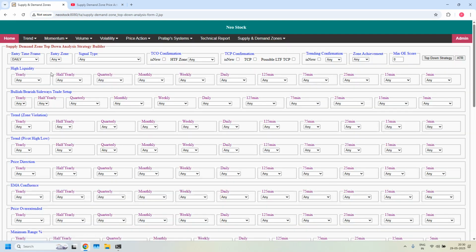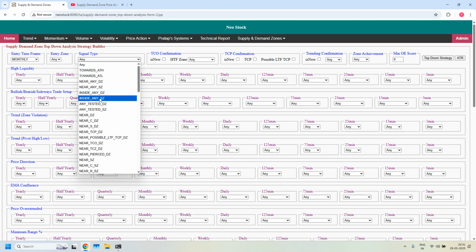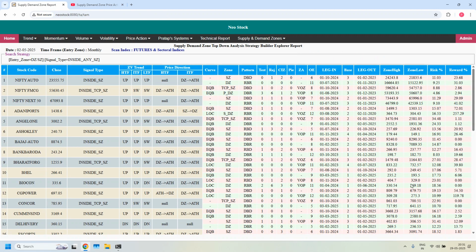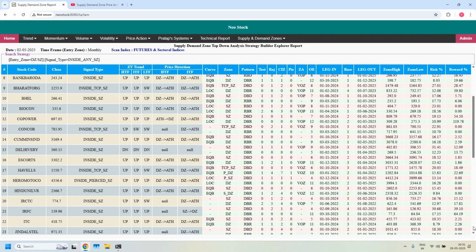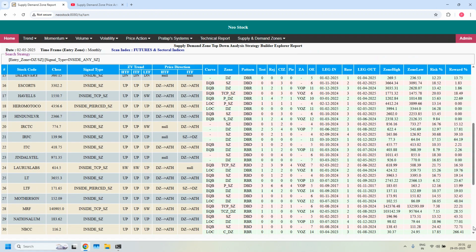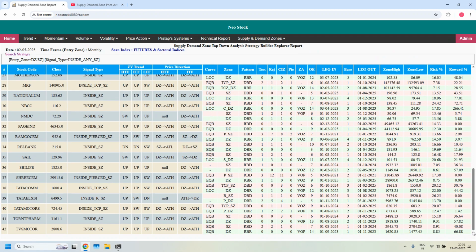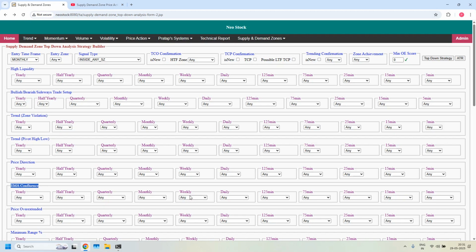Okay, next, price closed inside the monthly supply zone. First 15 stocks in the list. Quickly I am scrolling the list down. So total 42 stocks are filtered. Now let's verify how many of these stocks are having EMA confluence, that is monthly supply zone with monthly EMA confluence.